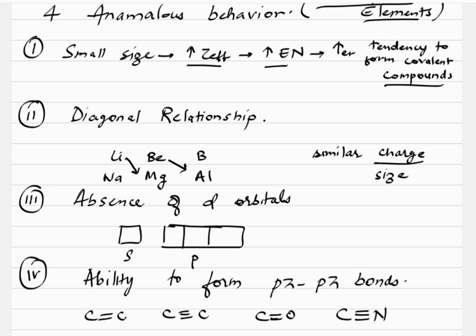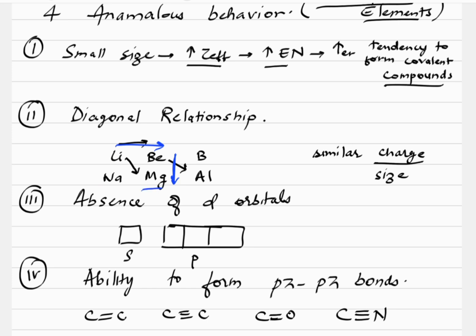Now why is that? That is because, as you know, when we go from left to right, size decreases, but when we go down the group, size increases. So size is decreasing here and increasing here, so basically it doesn't change much. So lithium and magnesium's size is almost the same, whereas lithium and sodium's size would be very different. Sodium is much bigger than lithium.